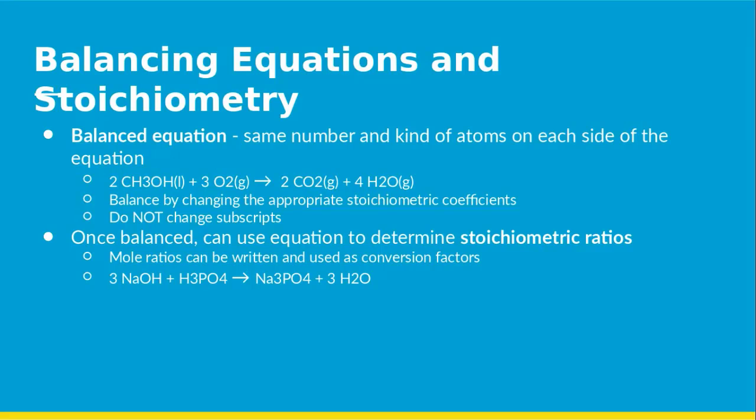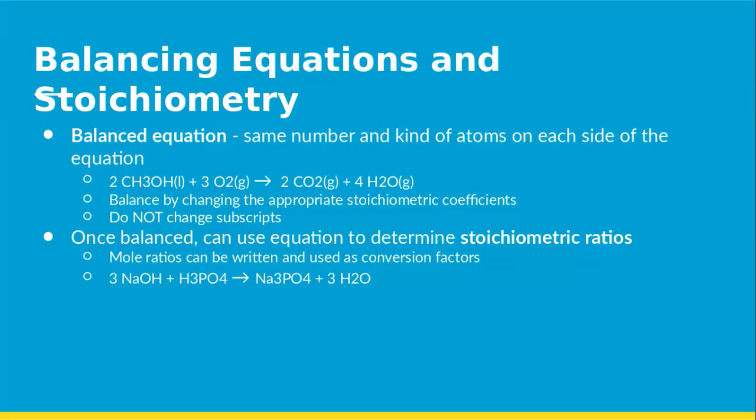Okay, so for balancing equations, this is also considered to be stoichiometry. Remember, with the law of conservation of mass, you want to have an equal number of atoms on the reactant side as you would on the product side. You do this by changing the coefficients so that they balance out correctly. You cannot change the subscripts, any of the smaller numbers behind an atom. You can only change the coefficient.